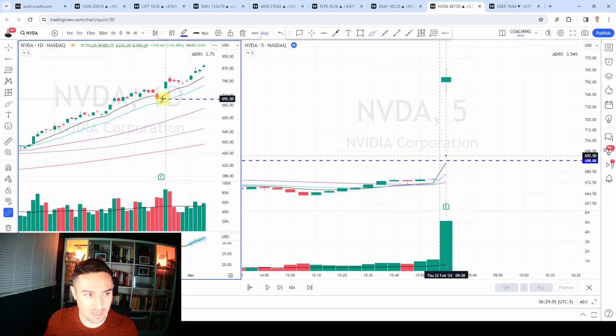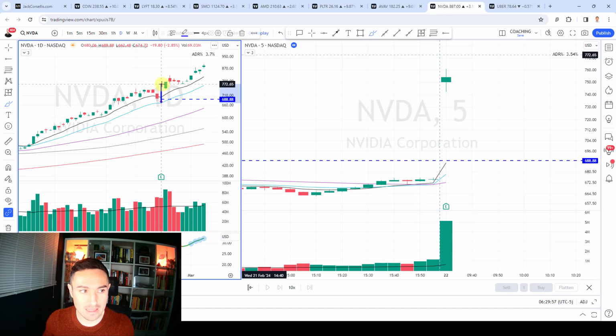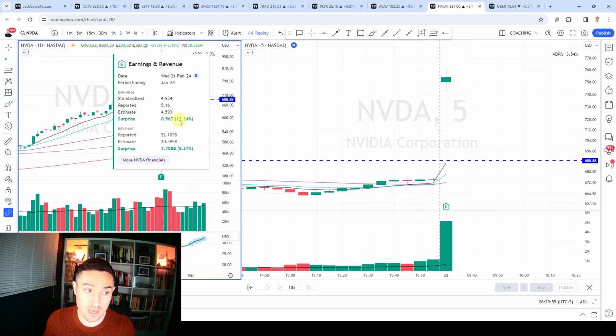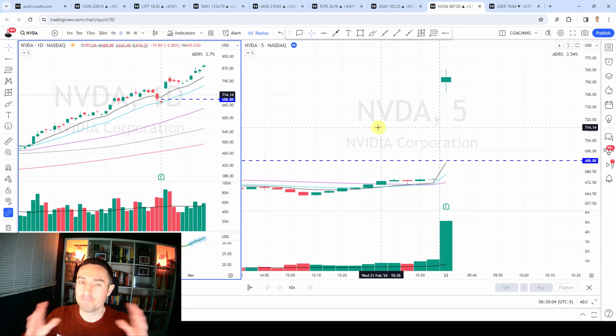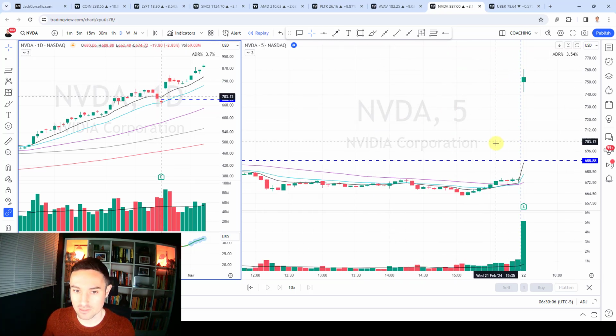So you can see what happens over here, okay? So NVIDIA sitting on its 21-day EMA, then gaps up here on its earnings. In terms of the earnings, a surprise of 12%, and a surprise of 8% on the revenue. So it gaps up here. So we're going to look at this. This would be an ORB on the 5-minute chart. So this is the gap up here, okay?